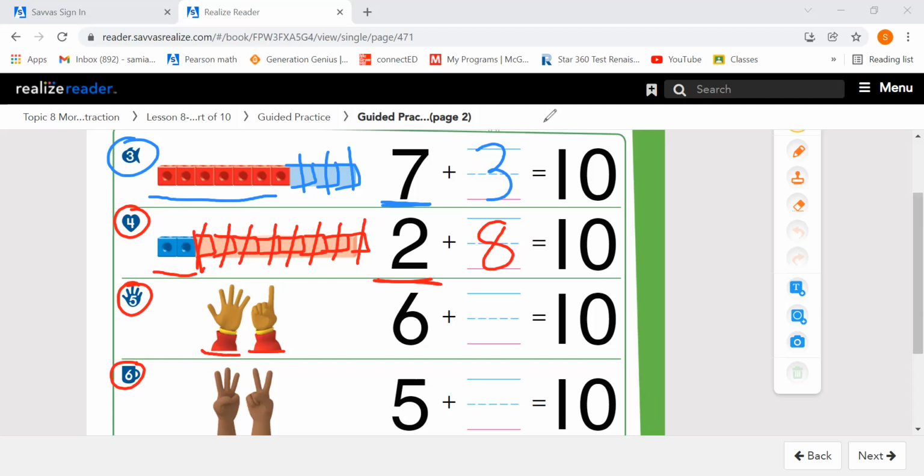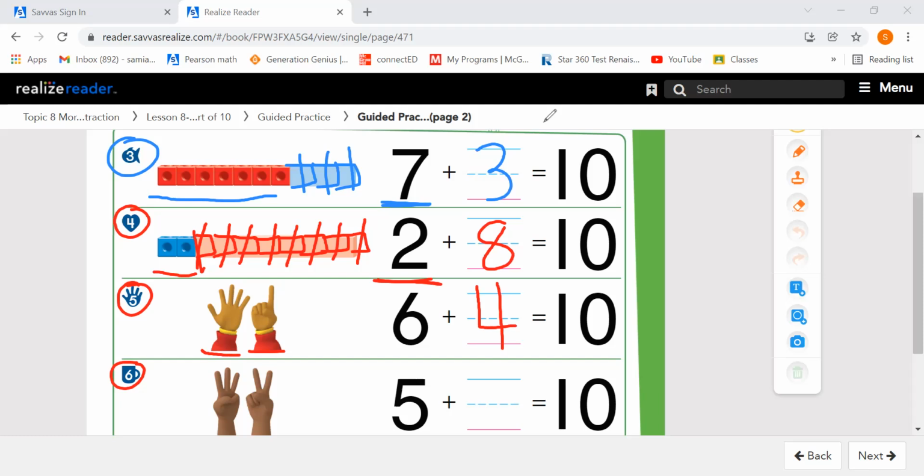All right, so now I want you to do the same thing. Put up 5 fingers. We are now going to count to 10 using our fingers. So we have 6 fingers up. Let's put our other fingers up one at a time as we count. 6, 7, 8, 9, 10. How many fingers did you raise up? 4. 6 plus 4 equals 10.